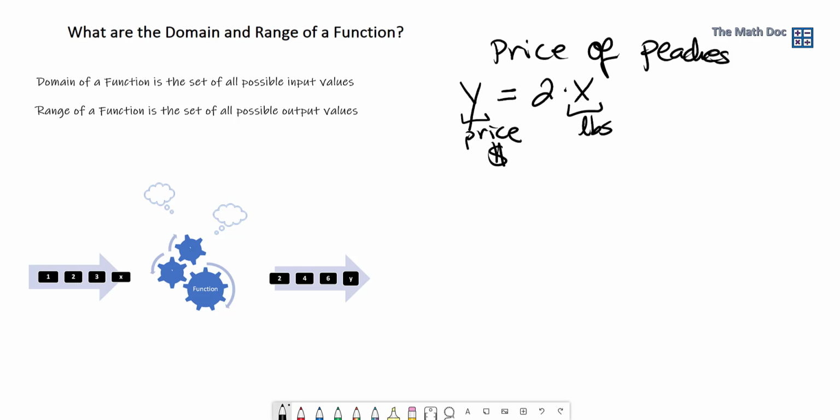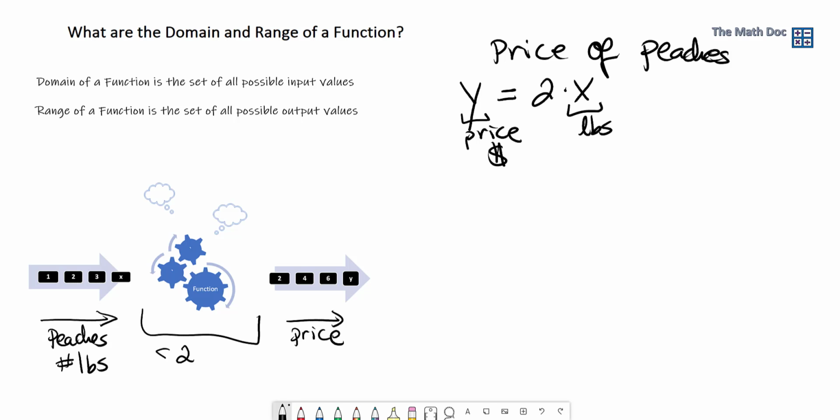In this video, we're going to look at a function a little bit like a machine, where you have an input. These are our inputs. So here we'll have our peaches, but actually we'll look at the weight of the peaches, the number of pounds. And our output will be the price that we will pay at the market. And we know that we pay $2 per pound. So that is our function, or our machine in this case.